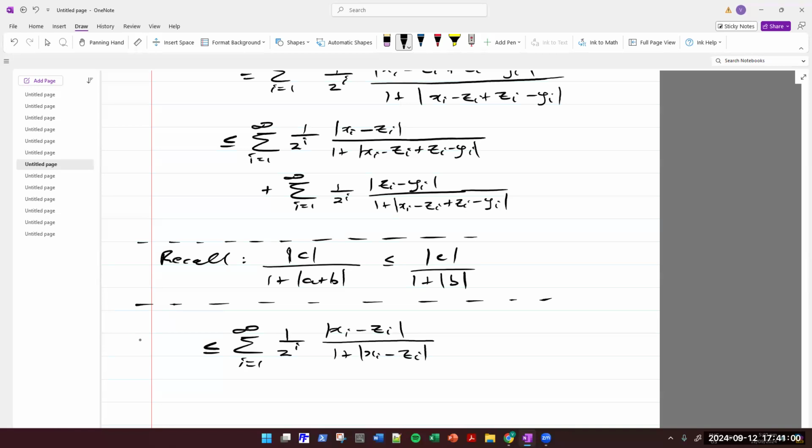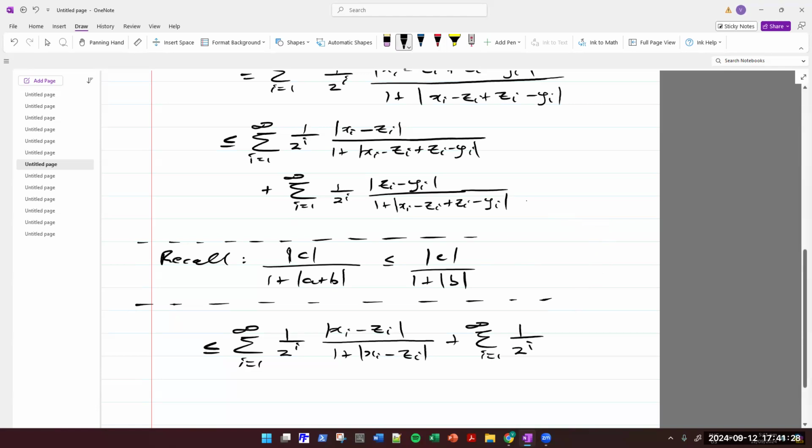Plus the summation from i goes from 1 to infinity. You actually don't need this. You could go from here to here if you use triangle inequality on the denominator. Okay, but since I already have that, we'll work with it.